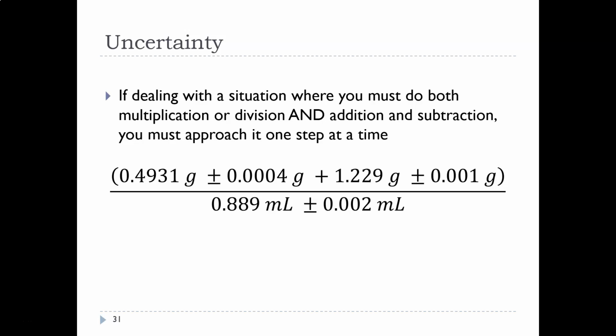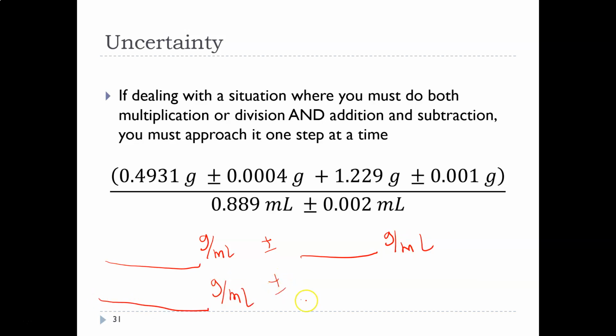So in this one, I've got 0.4931 grams. It's going to be added to 1.229 grams. That then needs to be divided by 0.889 milliliters. So we're solving for a density here. But all of these measurements have uncertainties in them. Okay, so our answer is going to be something grams per milliliter plus or minus the uncertainty in grams per milliliter. And we're also going to need our answer, grams per milliliter, plus or minus our uncertainty as a relative uncertainty. Well, we can get these two numbers by just looking at this, and this.